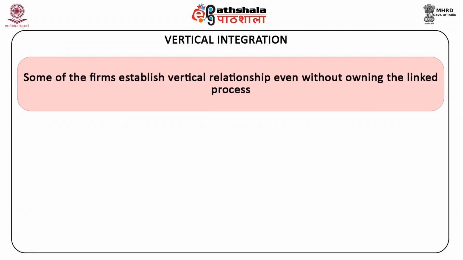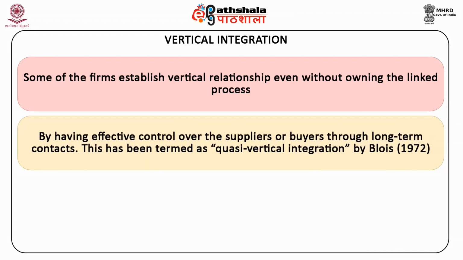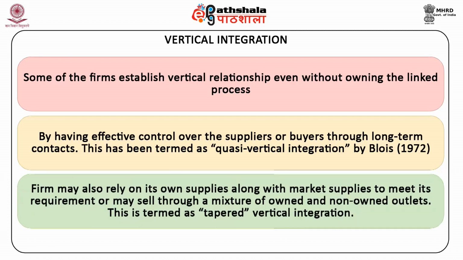Some of the firms establish vertical relationships even without owning the linked process. They do so by having effective control over the suppliers or buyers through long-term contracts. This has been termed as quasi-vertical integration by Blois in 1972. A firm may also rely on its own supplies along with market supplies to meet its requirements, or may sell through a mixture of owned and non-owned outlets. This is termed as tapered vertical integration.